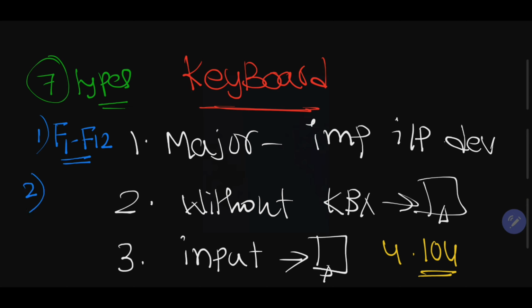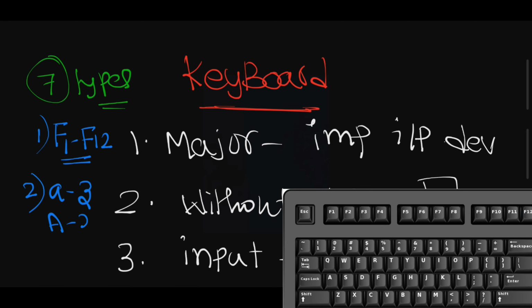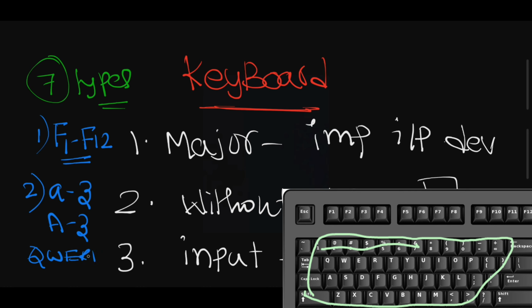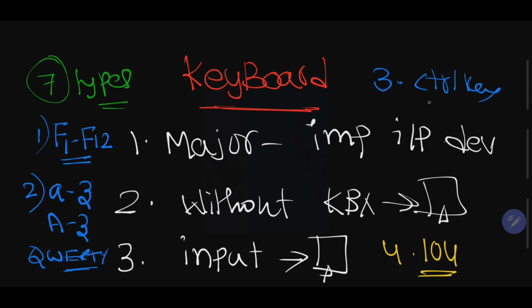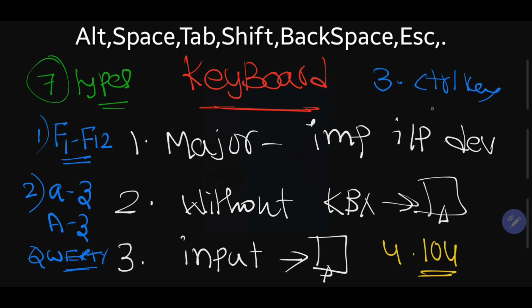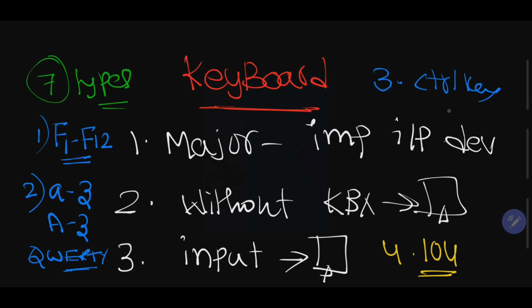Second one, alphabetical keys, that is small a to z or capital A to Z in QWERTY format, like a typewriter. Next, the third type of key is control keys, like alt, control, space, tab, enter, backspace. Everything comes under control keys. With the help of these keys, we can perform some kind of actions.